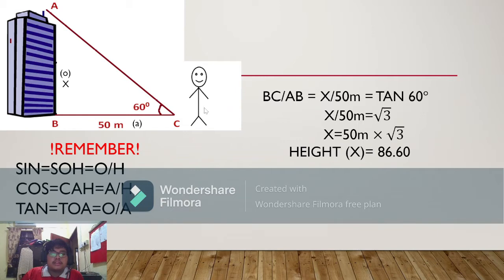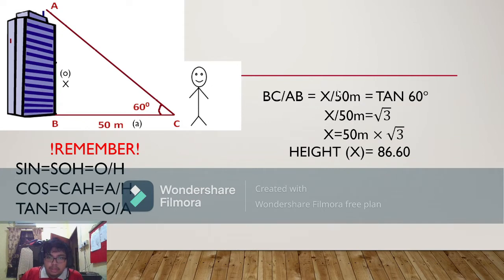So it becomes x divided by the distance, which is 50 meters. I put x because I don't know the height of the building. So x divided by 50 equals tan 60 degrees. You may ask why, because we have only opposite and adjacent, and we cannot use sine and cos because we don't have the hypotenuse.